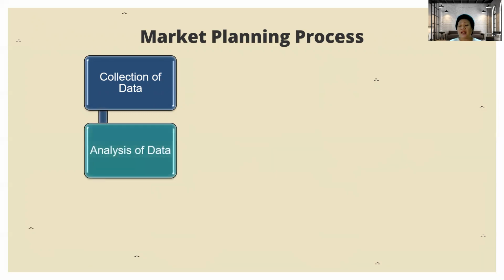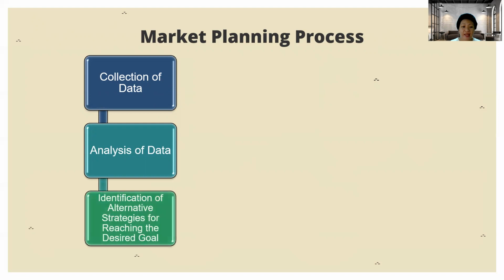Next is we need to analyze those data. Okay, after we gather or we collect all the data, we need to analyze and interpret them. And then after that, we need to identify different alternative strategies for reaching the desired goal. So we can have a lot of strategies, alternative strategies. So we need to identify what are those.